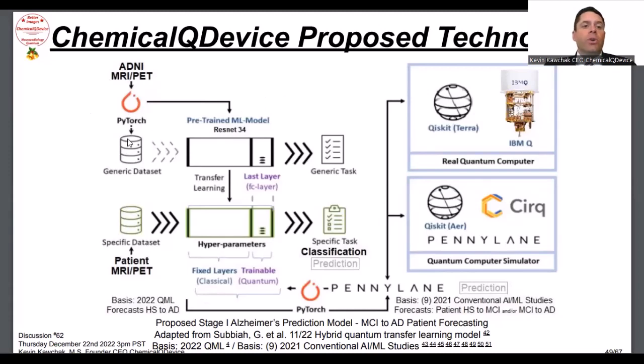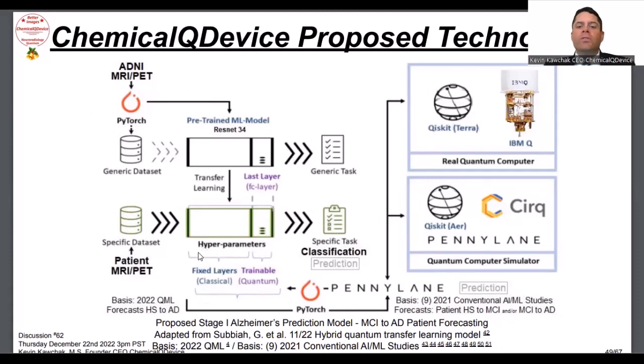So for instance, you have ADNI, MRI, PET, and this goes into ResNet 34. And then you have your generic tests. And then your specific data sets would be what you're testing for. So say, for instance, a patient MRI PET scan. And going from here, this paper was classification.